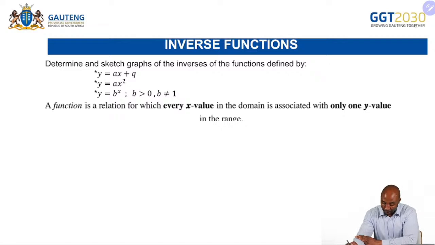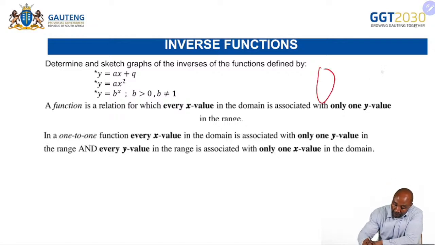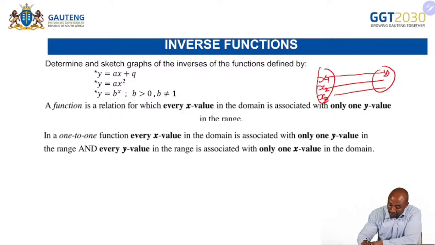And then we know that a function is purely defined when, for every x value in our domain, it must be associated with only one y value on the range side. And we can picture that one where we say this is our domain and our range: x1, x2, x3. On our range, we should have y1, y2, y3.